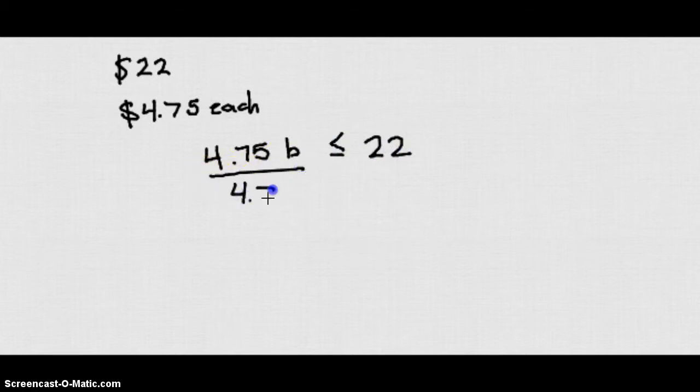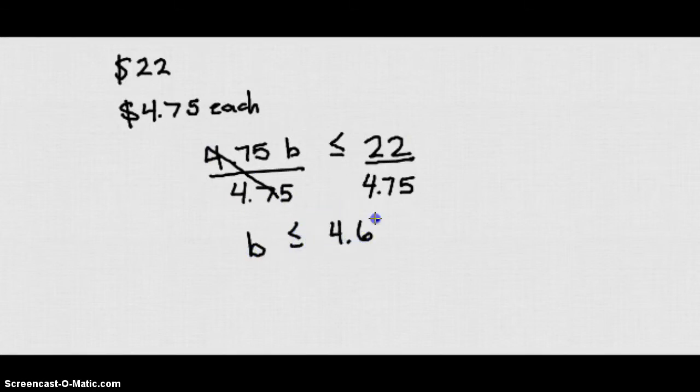To solve for b, we divide both sides by 4.75. And since it's a positive, remember, this time I don't have to switch the sign when I divide. We're going to find that the bracelet amount has to be less than or equal to 4.63, basically meaning she can't really purchase 63 hundredths of a bracelet. So really, the number of bracelets she can purchase is less than or equal to 4. So she can basically purchase 1, 2, 3, or 4.